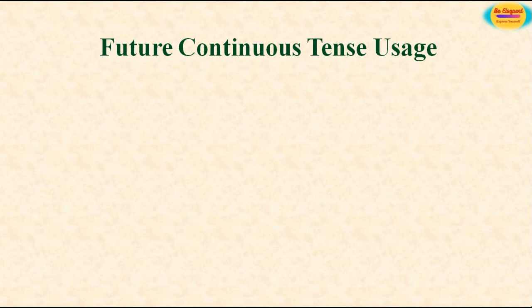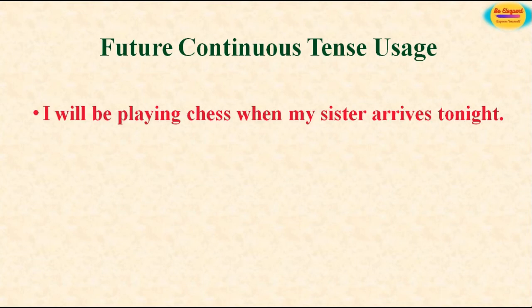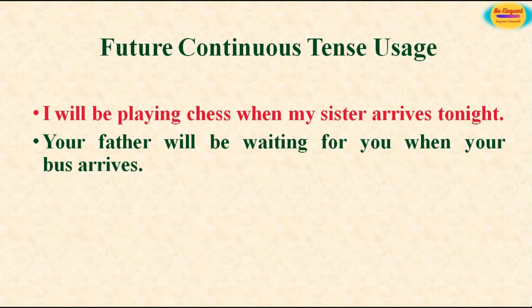Usage of future continuous tense. It is used to show interrupted actions in the future. Example: I'll be playing chess when my sister arrives tonight. Your father will be waiting for you when your bus arrives. In these examples, interruptions are in simple present rather than in simple future. This is because the interruptions are in time clauses and you cannot use future tense in time clauses.